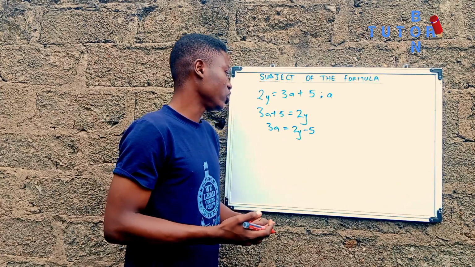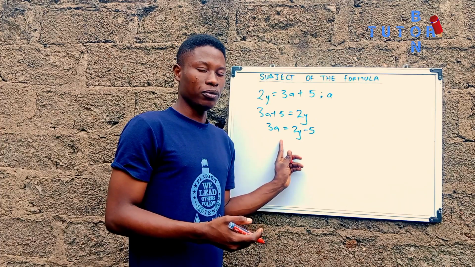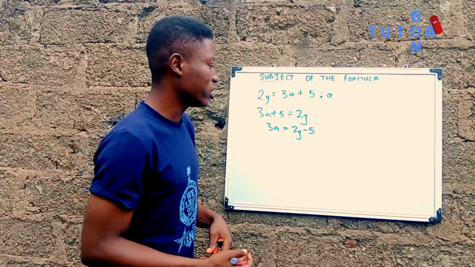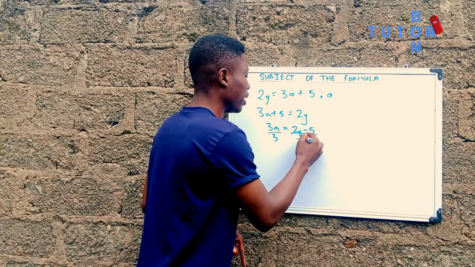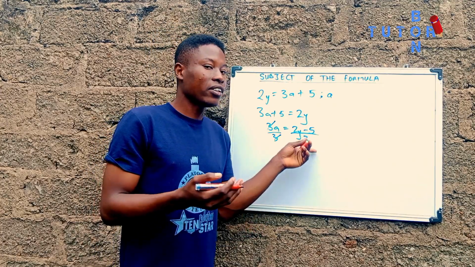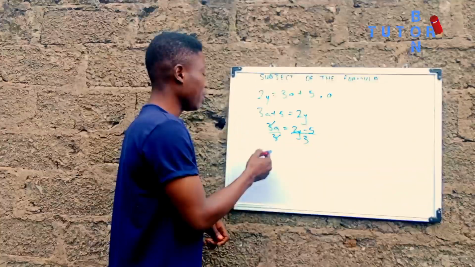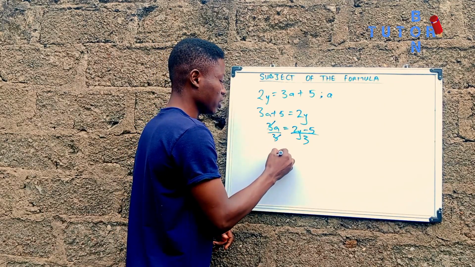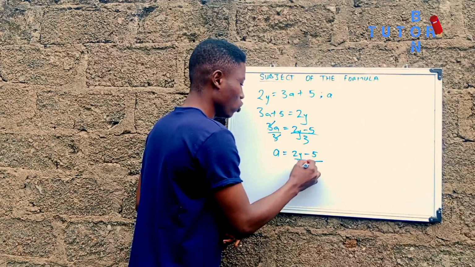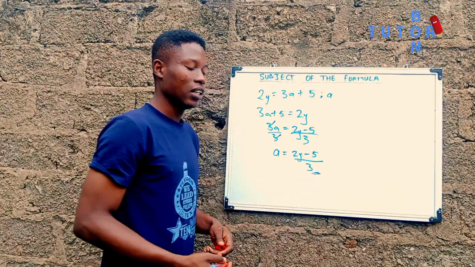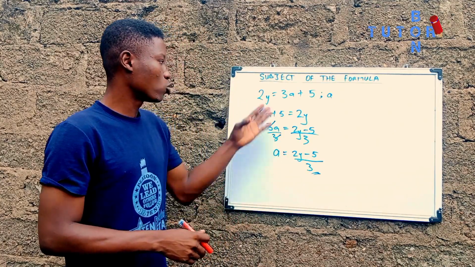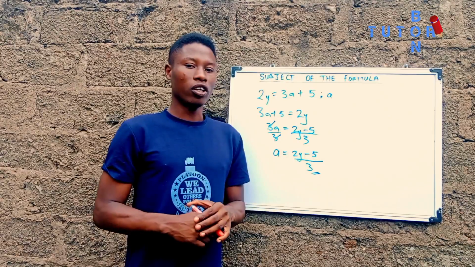The next thing you do now is what? You eliminate this 3 from this side and take it to the other side. How do you do that? You divide both sides by 3. Dividing both sides by 3, your 3 cancels your 3 here, and your 3 here cannot divide anything here. So you are left with what? 1a, which is the same thing as a, equals 2y minus 5 over 3. This is you making a the subject of the formula in an equation of 2y equals 3a plus 5.